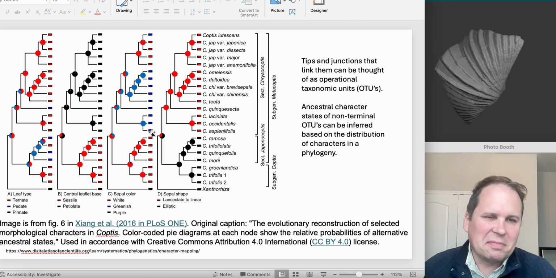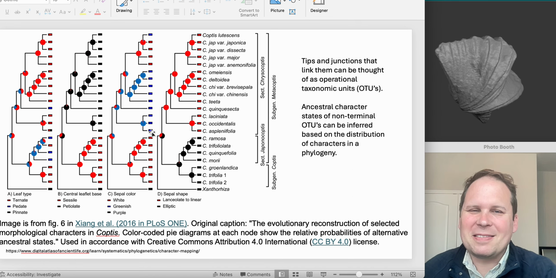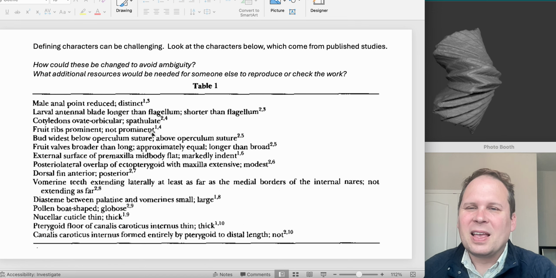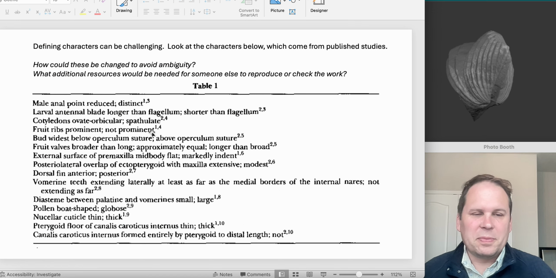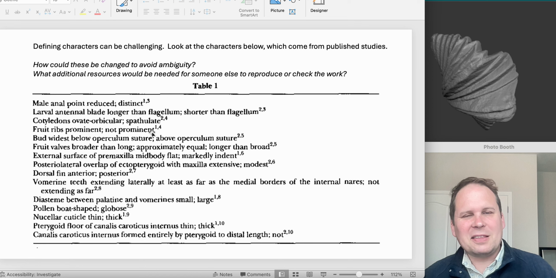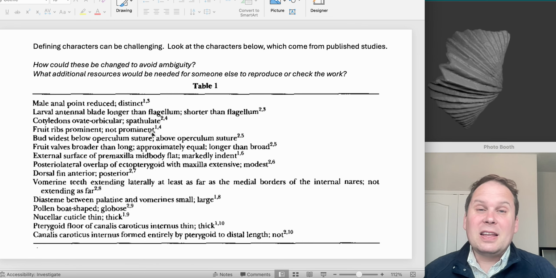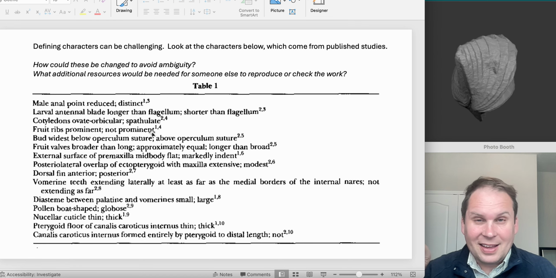That's our rule of thumb. Yeah. So, we're trying to keep it simple. Keep it simple. Yeah, all right. So we can reconstruct ancestral states. That's cool. Yeah. Defining characters can be challenging, just like it says.